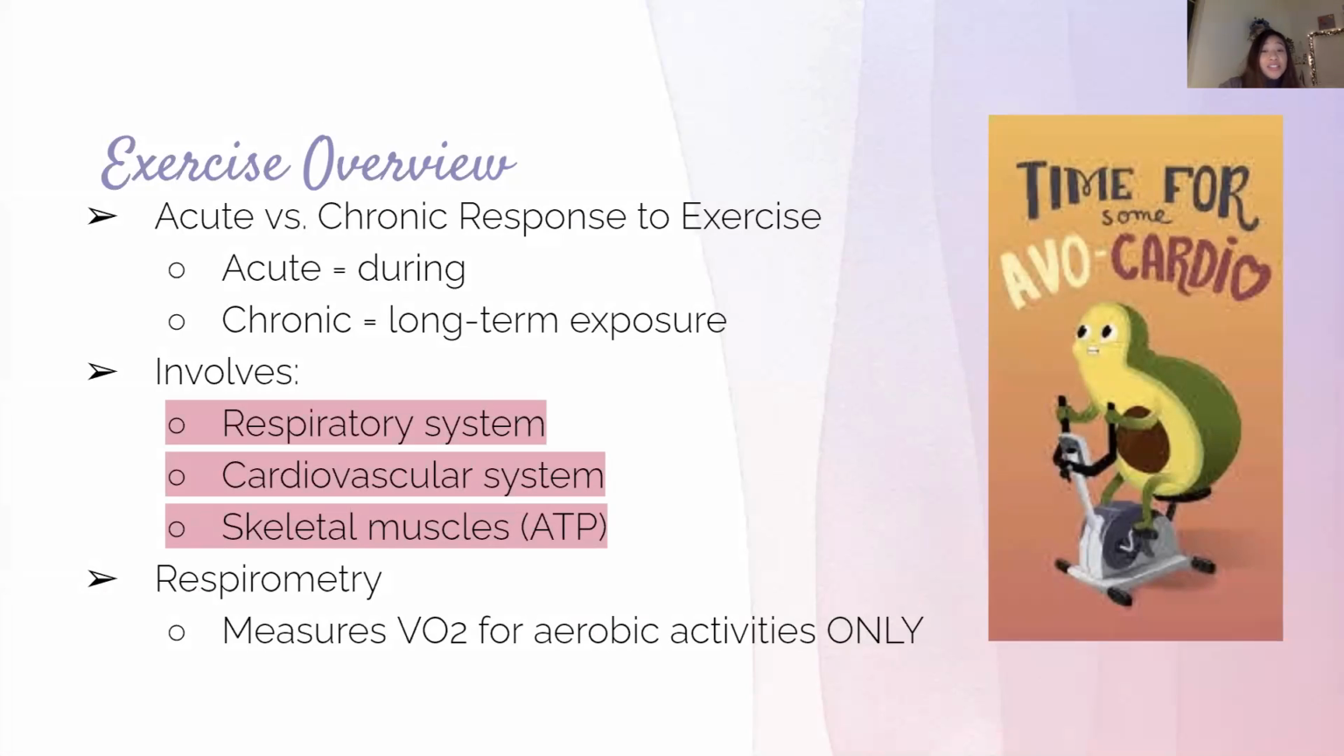So this is exercise physio. For this lecture, we're pretty much comparing acute versus chronic responses to exercise. So acute is during, and chronic is long-term exposure. So this involves three important parts: the respiratory system, the cardio system, as well as skeletal muscles, which provide our energy source for this. And in addition, there's the respirometry, which is just a measurement tool for aerobic activities only, since anaerobic activities don't rely on oxygen, and this tool measures oxygen.